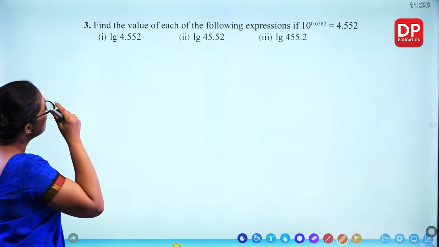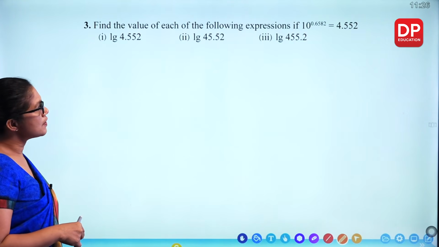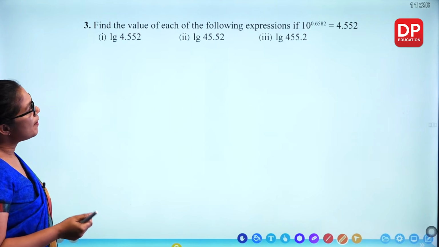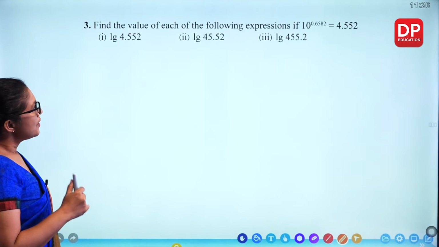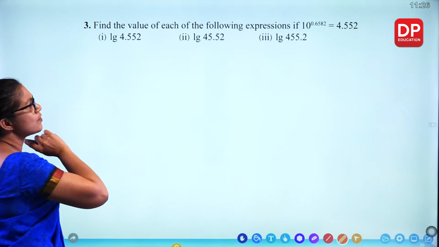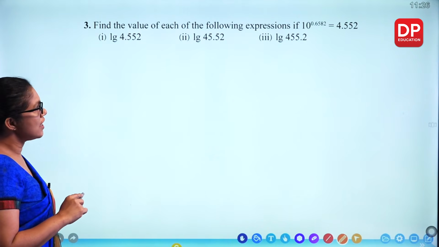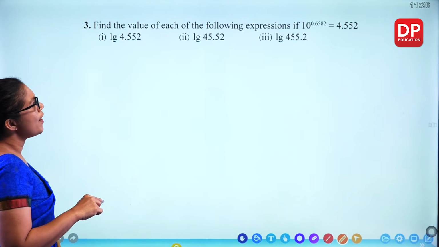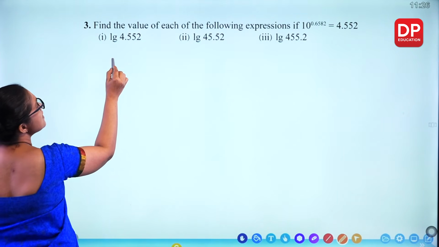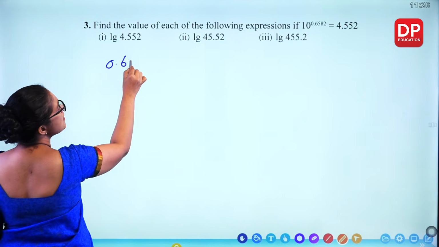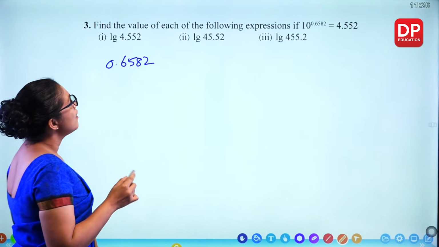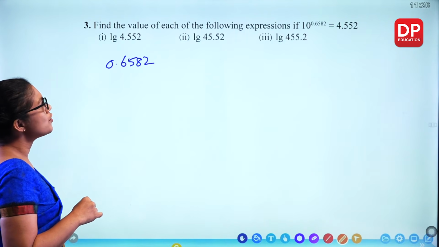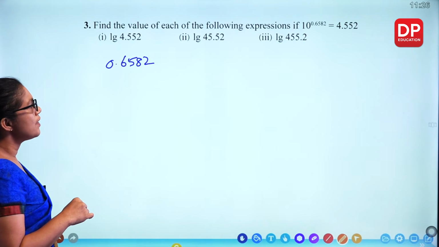Question number 3. Find the value of each of the following expressions. 10 to the power, this is given 4.552. Now, that's the index notation. When you write in log notation, log of 4.552 is 0.6582. Then log of 45.52, how can we do that?